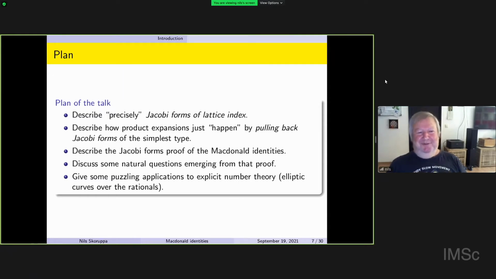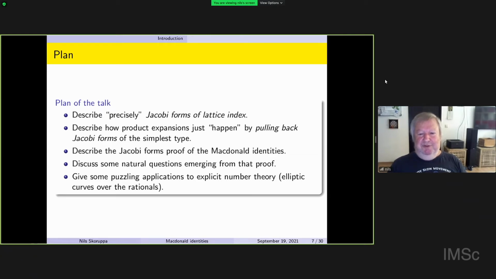It's also a sort of miracle, but it's true. So then I just give or sketch the Jacobi forms proof of the Macdonald identities. And as I said, there are some natural questions that evolve during the proof and that one would like to discuss, and none of it is solved. And maybe if there's some time, I give some applications to explicit number theory.